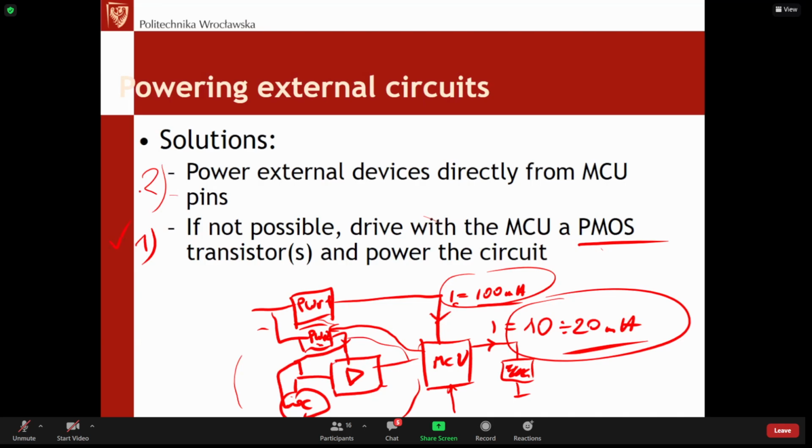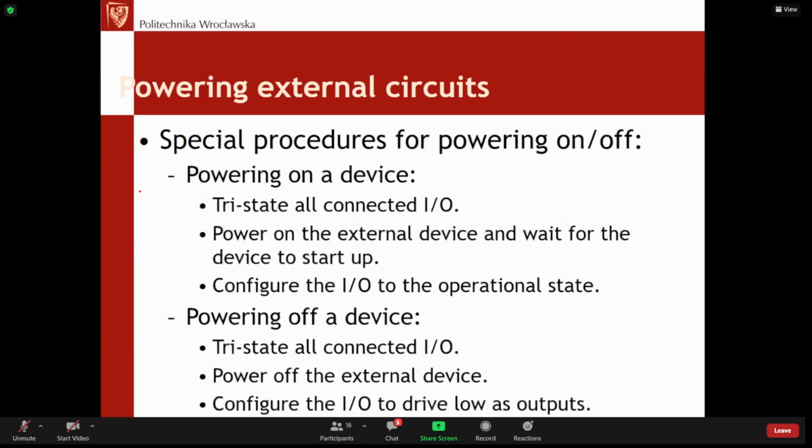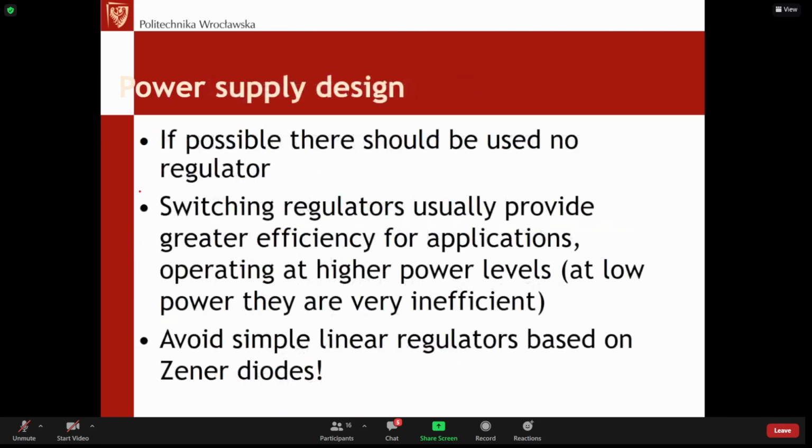So we should supply the circuitry around the microcontroller through either a PMOS or a regulator, which can be switched off when not necessary. So this is remark number 2.